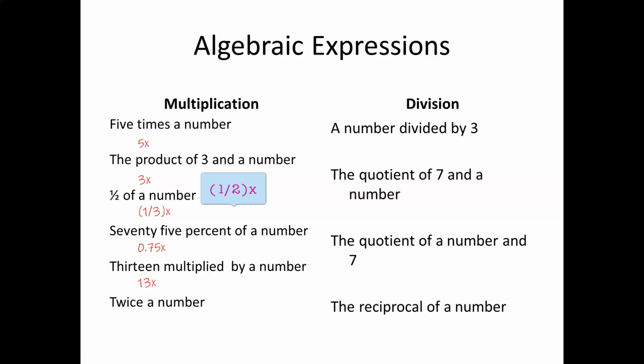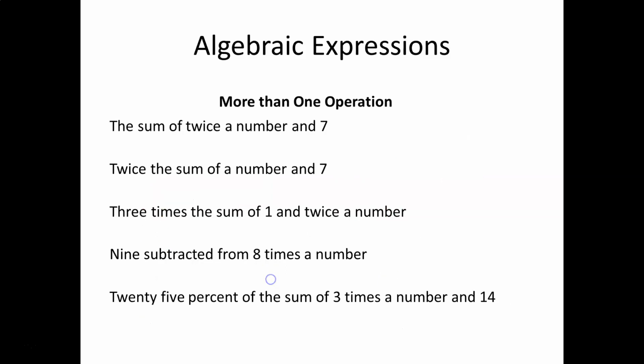Twice a number. A number divided by 3. The quotient of 7 and a number. The quotient of a number and 7. The reciprocal of a number. Now let's do some that have more than one operation.